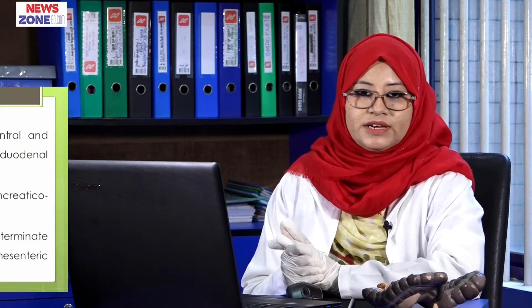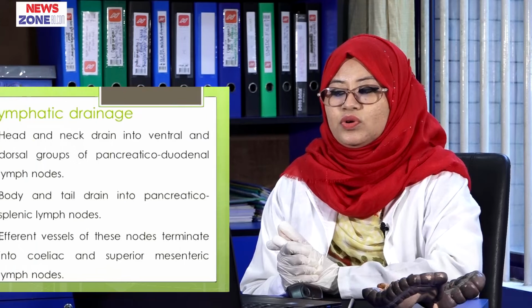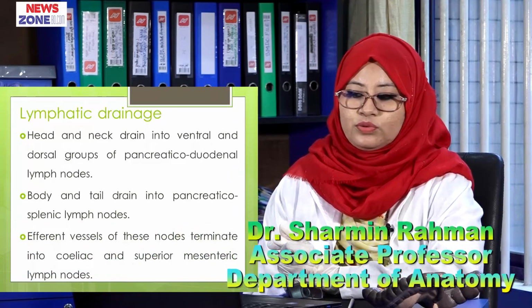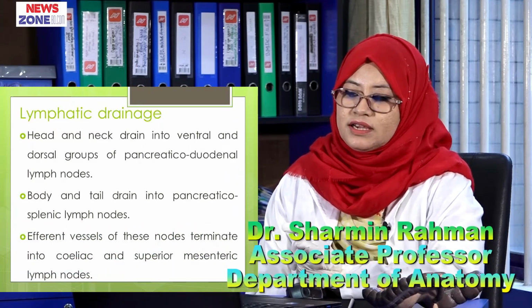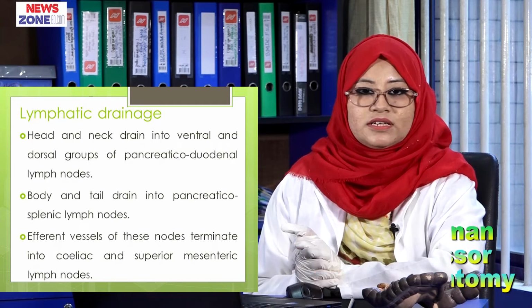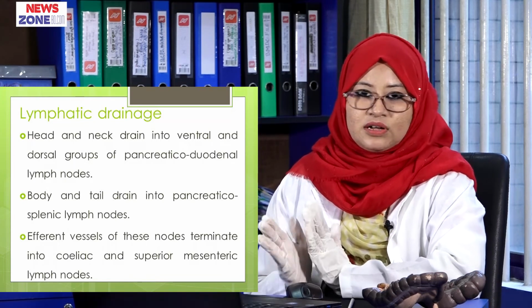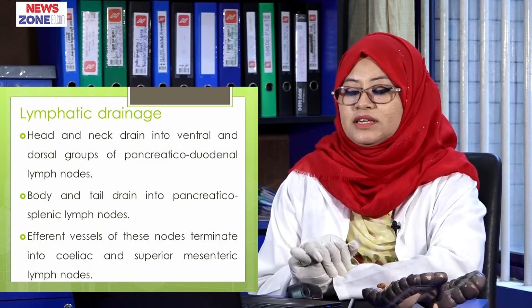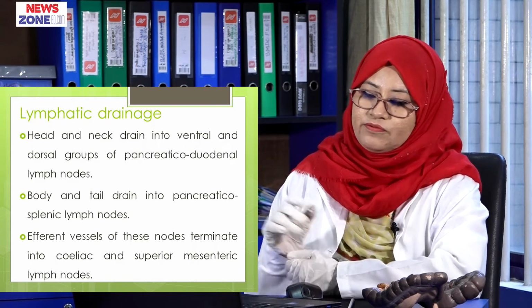Now, lymphatic drainage of pancreas. Head and neck drain into ventral and dorsal groups of pancreaticoduodenal lymph nodes. Body and tail drain into pancreaticosplenic lymph nodes, and efferent vessels of these nodes terminate into celiac and superior mesenteric lymph nodes.